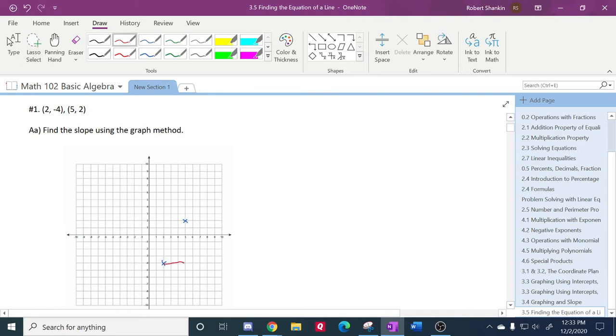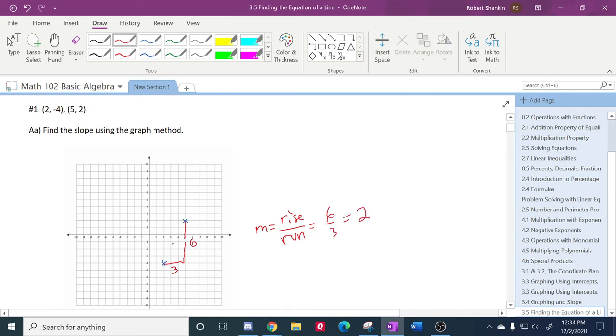1, 2, 3. And if it's moving to the right, it's positive. If it's moving down, it's negative. And moving left, it's negative. Now up is positive, down would be negative. And then I go 1, 2, 3, 4, 5, 6, up. Now this is slope m equals rise over run, 6 over 3, which is 2.